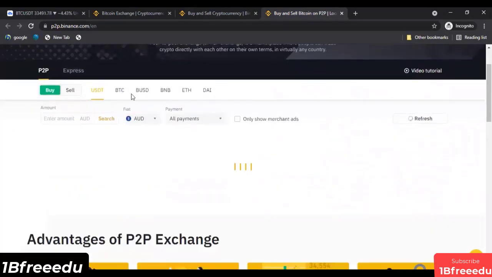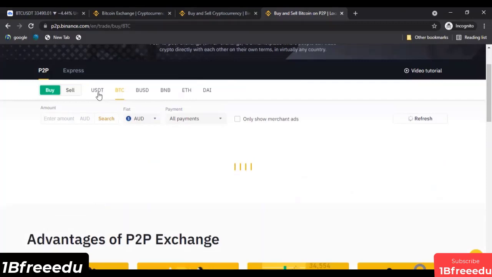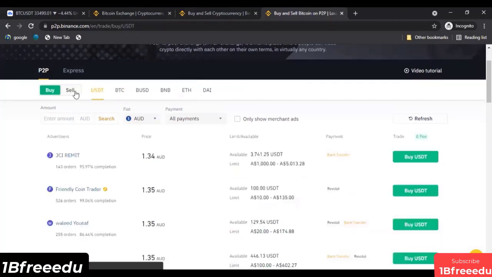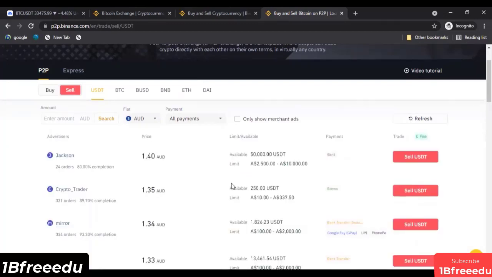You can also buy BTC directly. You can also buy DAI, which is another stable coin. You can also buy Ethereum. You can also buy BNB. So there are a lot of options. And in order to sell, I would recommend you to sell here because the rates are usually good for selling.